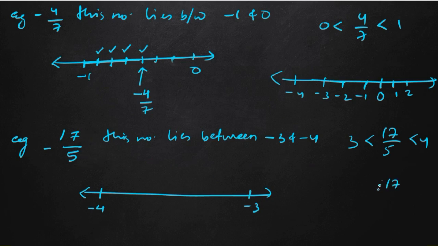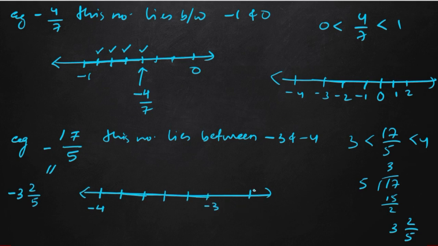Okay, so 17 by 5 is written as 5 3s are 15, remainder is 2. That means 3 2 by 5. So for minus 17 by 5, this will be our minus 3 2 by 5. So the denominator is 5, so make it 5 equal parts. 1, 2, 3, 4, 5. So suppose this is our minus 3, and this is our minus 2. We need only the number between minus 4 and minus 3. So this will be 1 by 5, this will be 2 by 5. So this will be our minus 3 2 by 5, or minus 17 by 5.